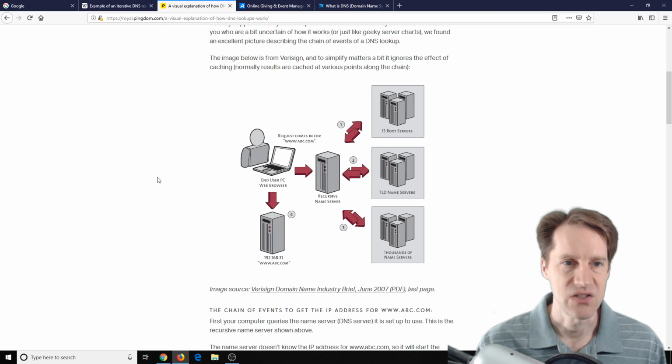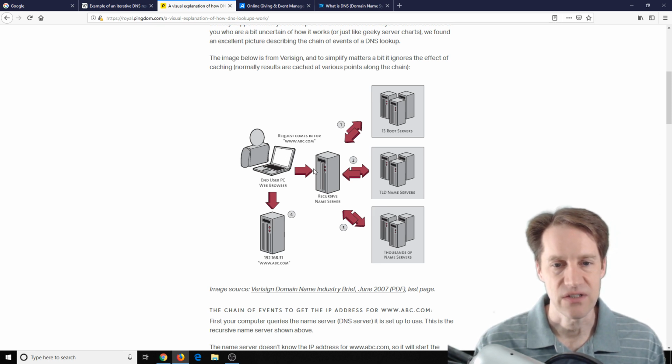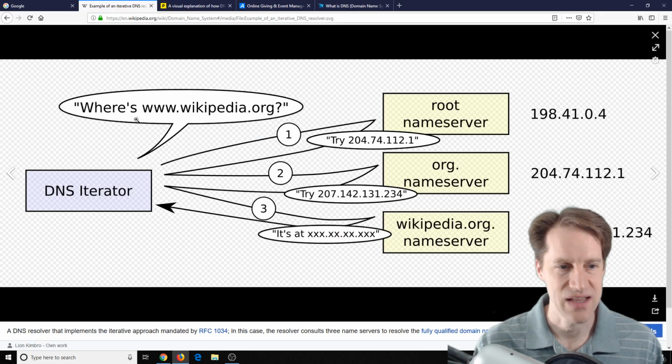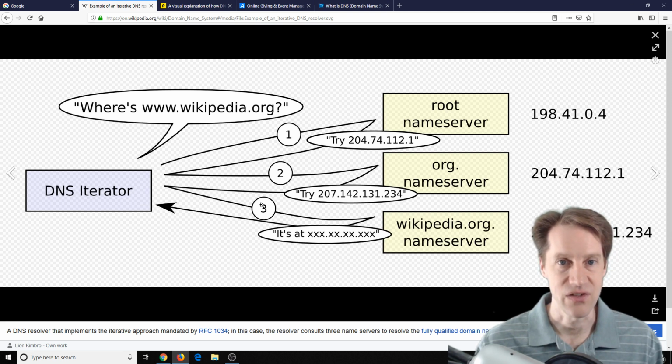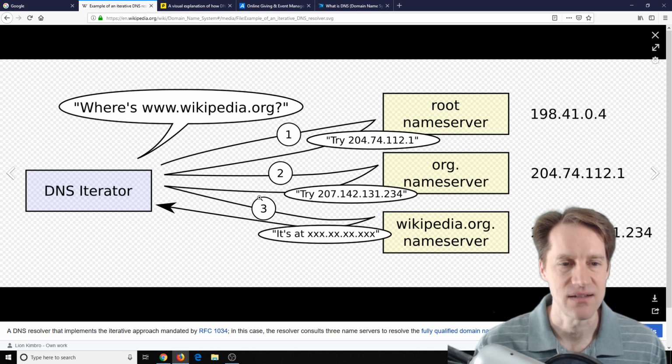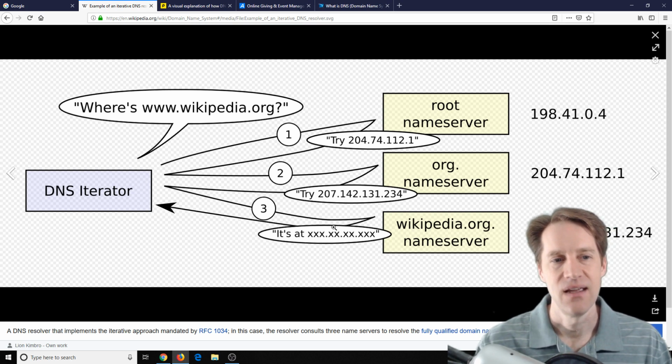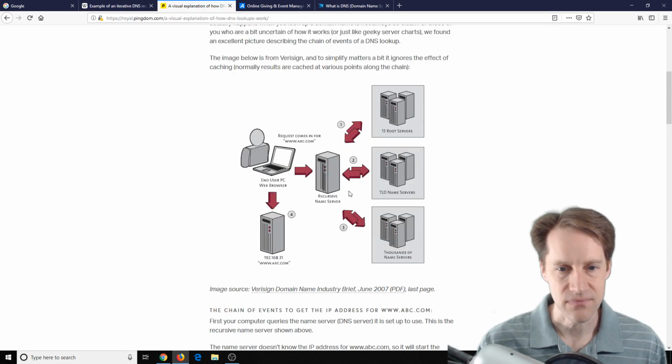Another representation of this is from royal.pingdom.com, where again, you have a computer and it's going to talk to a name server. Here they call it a recursive name server. You'll notice a lot of different terminology for it, but it's basically a DNS server that does the work of querying the domain name system to find a particular IP address. So this is all about translating a name into an IP address.